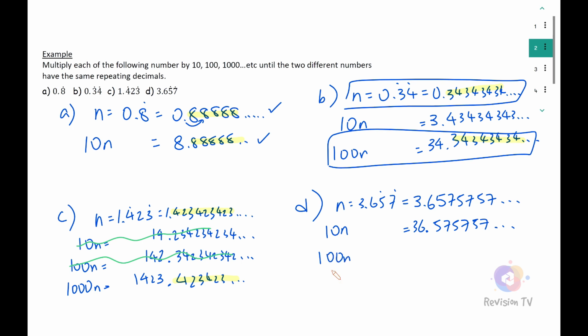So we can do 100n. So decimal point there, times it by 10, so 365.7575. None of them matching. 1000n. So decimal point there. 3657.5757. Finally, that's matching. But this time it's not matching with the first one. We're matching with the 10n. So if we do have to use it for calculation later, we're going to use the 10n and the 1000n.